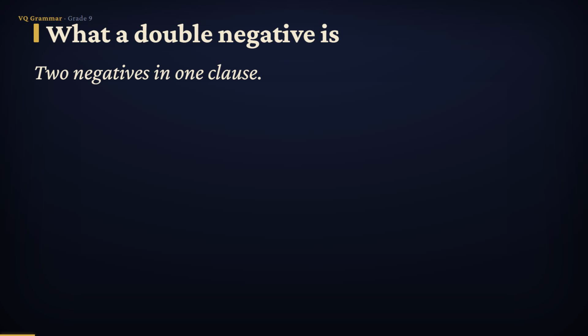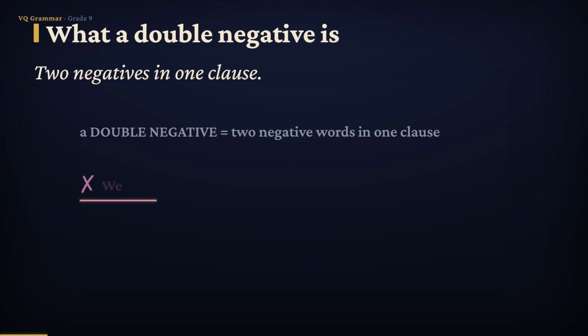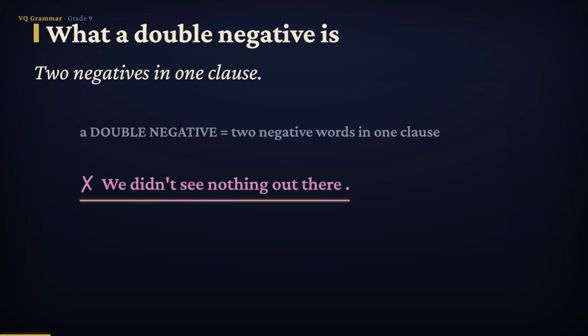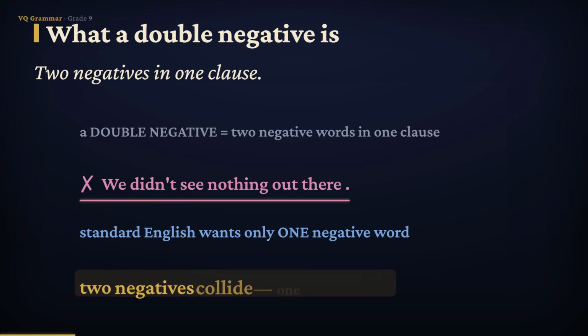Let's start with the idea itself. A double negative is what happens when two negative words show up in the same clause, both trying to make the sentence negative. Listen to this. We didn't see nothing out there. There are two negatives crowded in, didn't and nothing. And Standard English only wants one negative word to carry a negative idea. When you use two, they collide. Strictly speaking, they even cancel each other out. So didn't see nothing would technically mean you did see something. One negative is enough, and it's clearer.